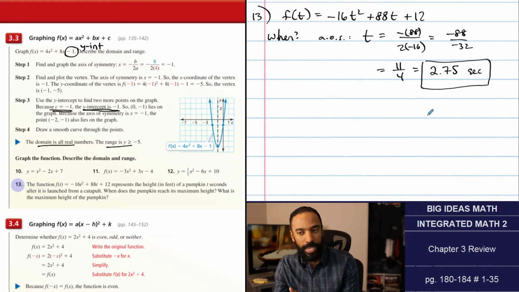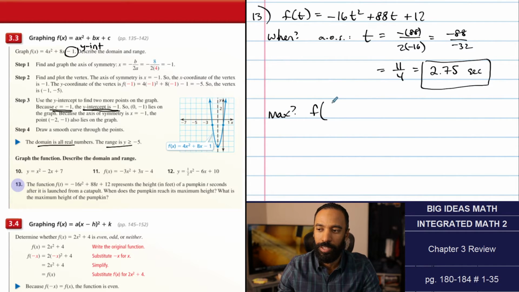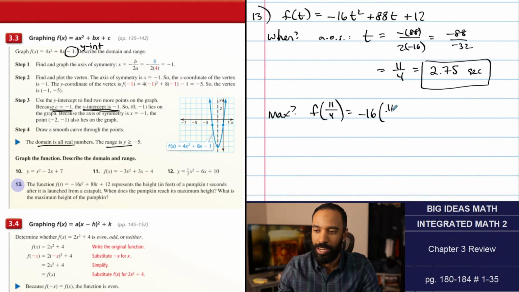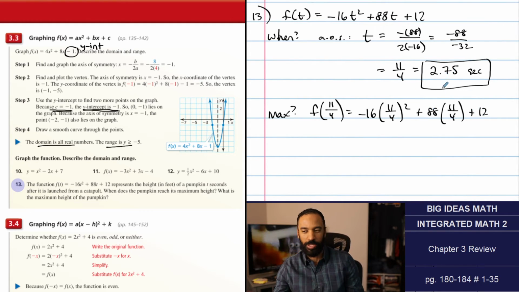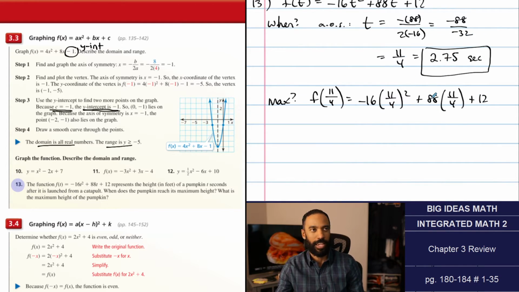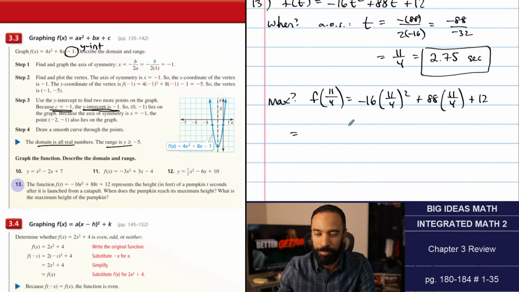Plugging that in, we can get the height. What is the maximum height? Let's do f of 2.75 or f of 11/4, because I'm going to try this without a calculator. I'm going to work daringly. Negative 16 times 11/4 squared plus 88 times 11/4 plus 12. I don't know what 88 times 2.75 is, actually I should. But these numbers should be clean with regard to integers.